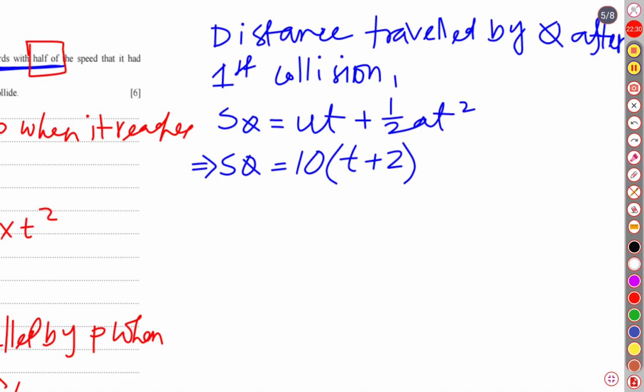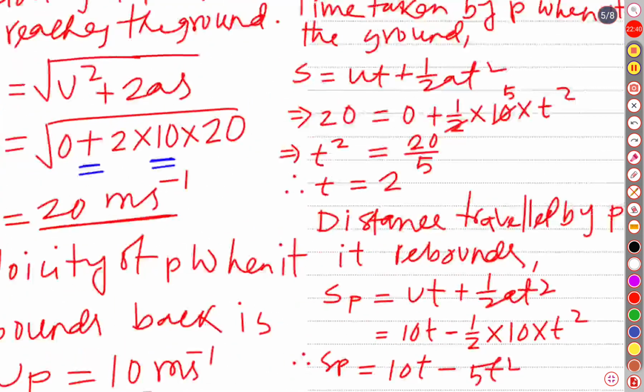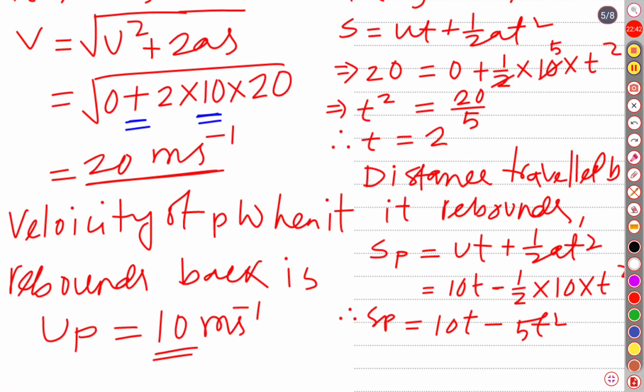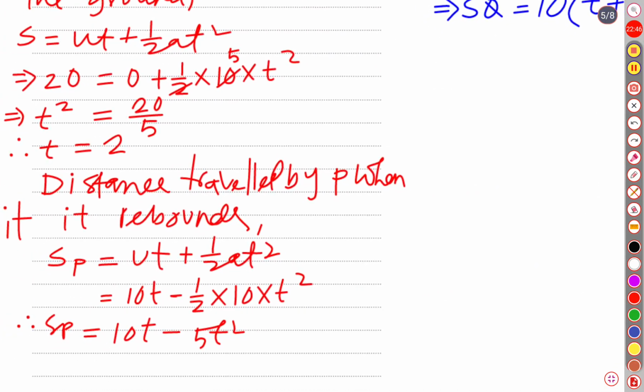That means from the ground, when P starts rebounding back, we got the time T. The second T, look at this, T was what? T was the distance traveled by P when it rebounds. Look at this. Here we have written distance traveled by P when it rebounds. That means after the rebounding, we are calculating the displacement.